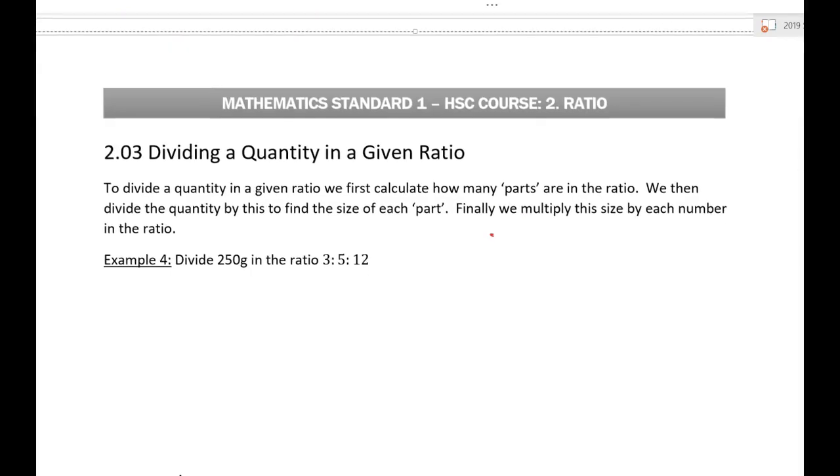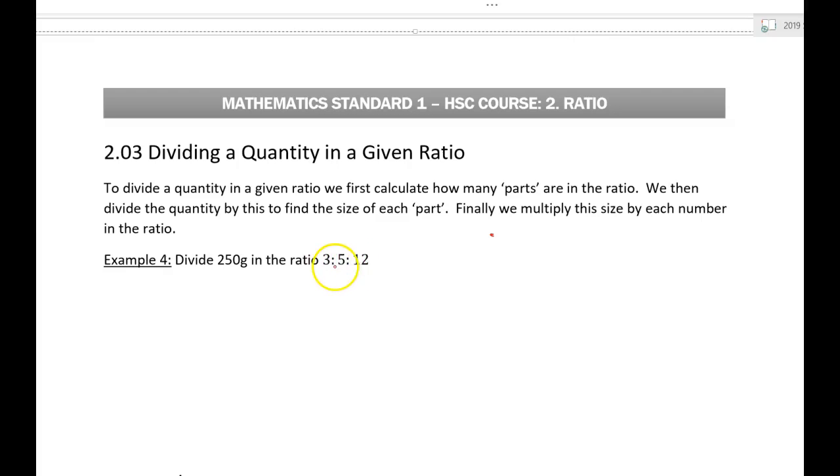Now what I'm going to say is I've got the total amount here, and I want to split it up into a ratio. So let's say I want to divide 250 grams in the ratio of 3 to 5 to 12. Right, that means that, let's say this is going to 3 different people: Alice, Bob and Charlie.